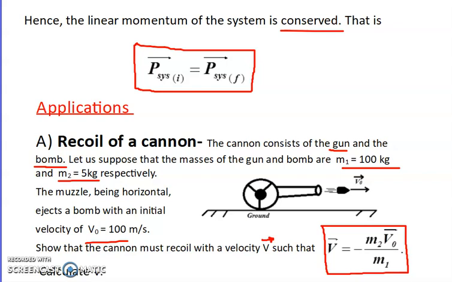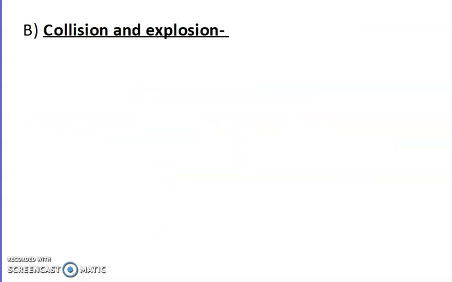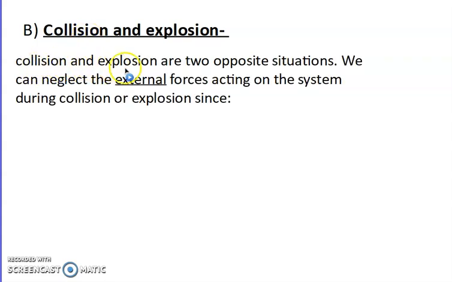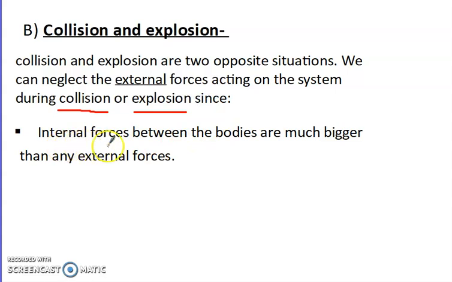This is video 4, the application on conservation of linear momentum. Last video we did recoil of a cannon. Now we study collision and explosion. You know that collision and explosion are two opposite phenomena. We can neglect the external forces acting on the system during collision or explosion. Why? Because internal forces between the bodies are much bigger than any external forces.